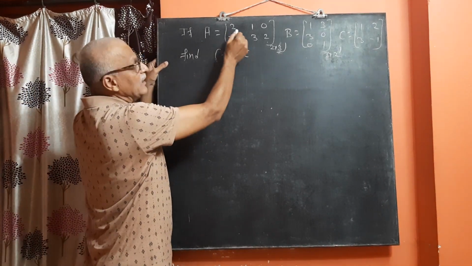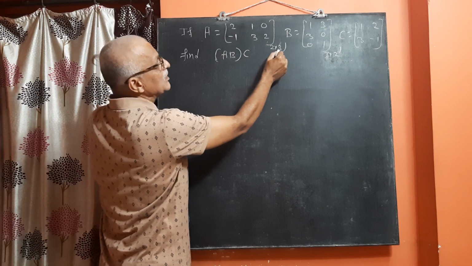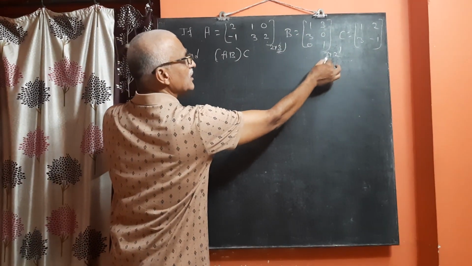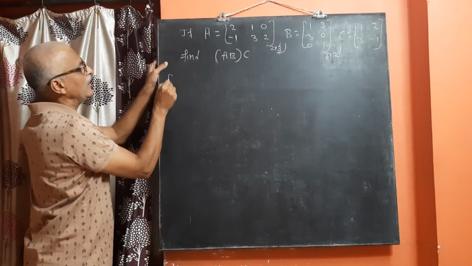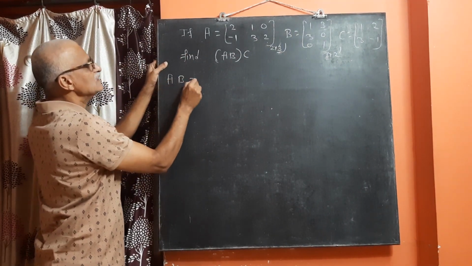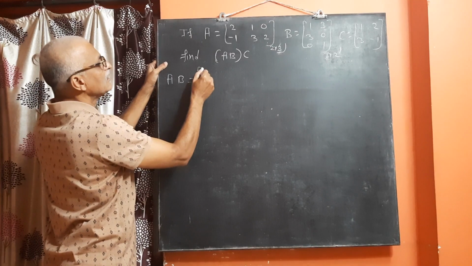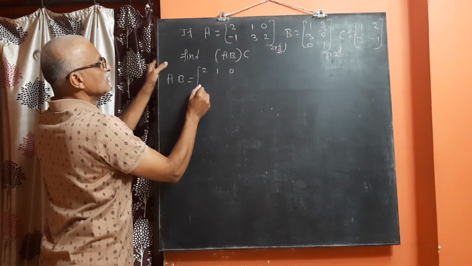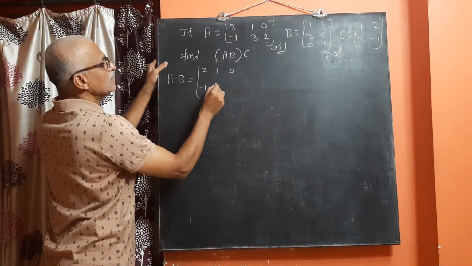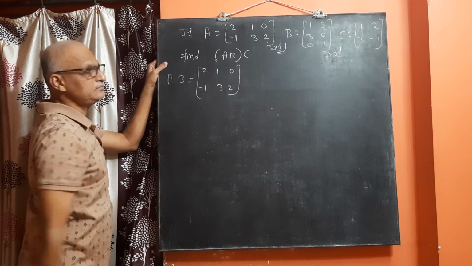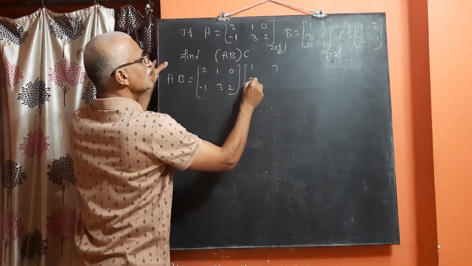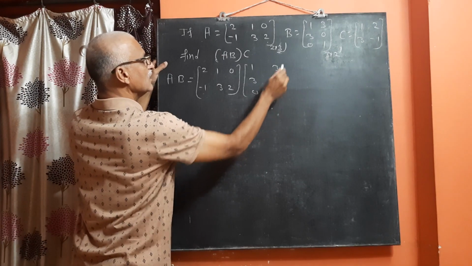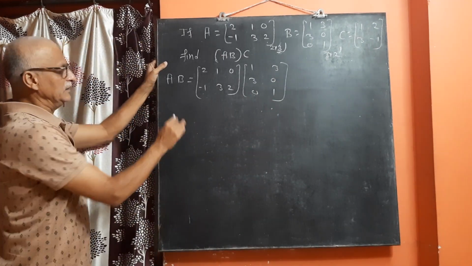I repeat again, the number of columns of A is 3, the number of rows of B is 3. 3 and 3 are equal, so we can find out A into B. Now A into B is equal to the matrix 2 1 0, minus 1 3 2, into the matrix B, 1 3, 3 0, 0 1, is equal to.